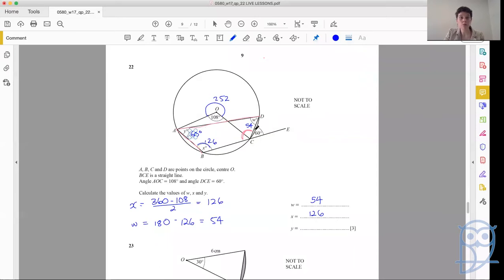Okay, so 60 plus 120 would give us 180. 180 minus 120 would take us back to 60. So Y is going to be 60 degrees.